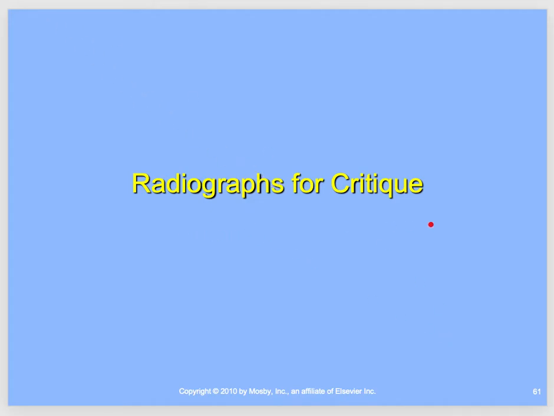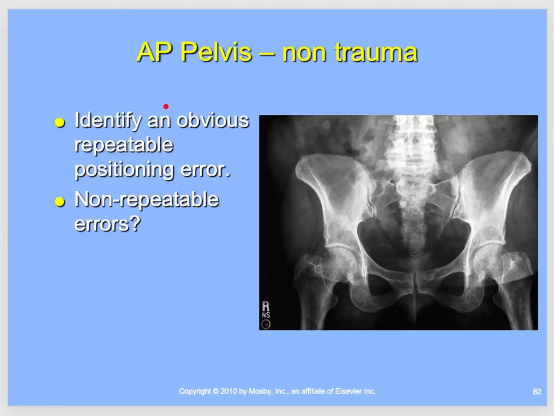Alright, so radiographs for critique, and then we're going to do a little bit of a quiz me, and then that's going to be it for the pelvis and femur positioning. So, AP pelvis, non-trauma. Identify obvious repeatable positioning errors, and then non-repeatable errors. So what I'm going to go over is the non-repeatable errors. The non-repeatable errors are you have the entire pelvis, you have the proximal femurs, so that's not repeatable.